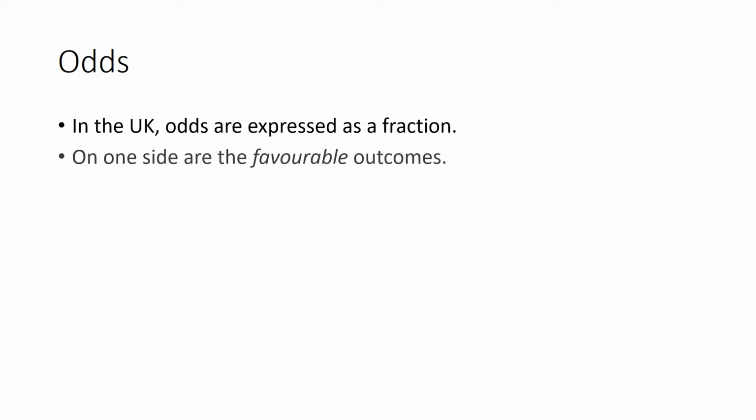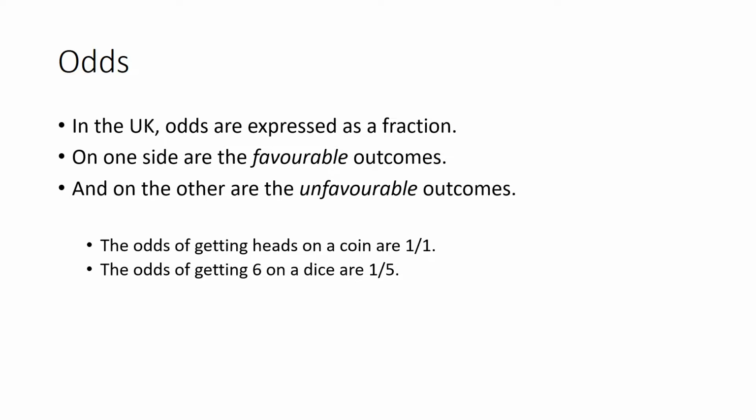Now, something called the odds. Odds are a bit different from probability, but you might not realise it at first. Now, here in the UK, odds are expressed normally as a fraction. On one side, you have the favourable outcomes, and on the other side of the fraction are the unfavourable outcomes. So, tossing a coin, the odds of getting heads are 1 to 1. But the odds of getting a 6 on a dice are 5 to 1 against, or 1 to 5, whichever way you want to say it.